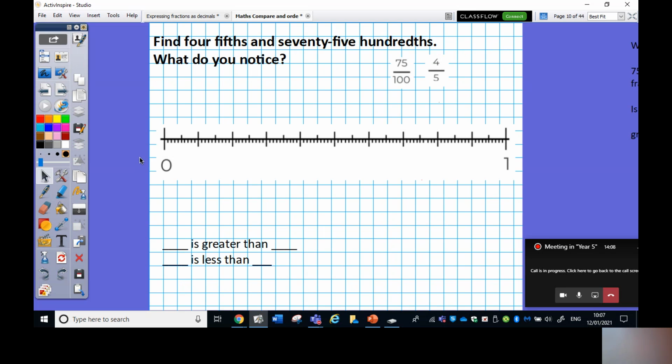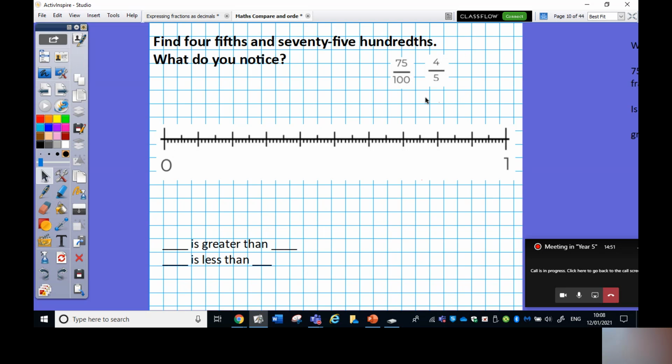Let's take a look at the next one. Find 4/5 and 75 hundredths. Now, this is a fact that you should know. What is the equivalent fraction of 75 hundredths? Do you know? Tell me. Absolutely, yes, it's 3/4. Okay, so I can see that my number line has been divided into hundredths. So there are 100 equal parts and also 10 equal parts. And also 20 equal parts.